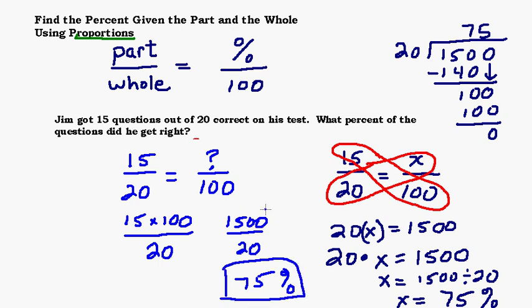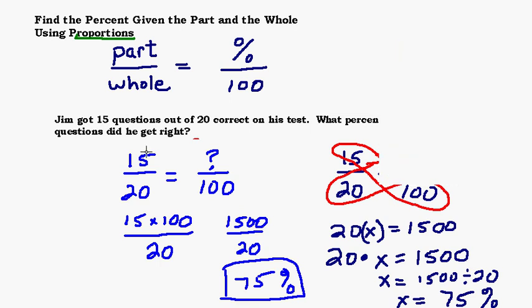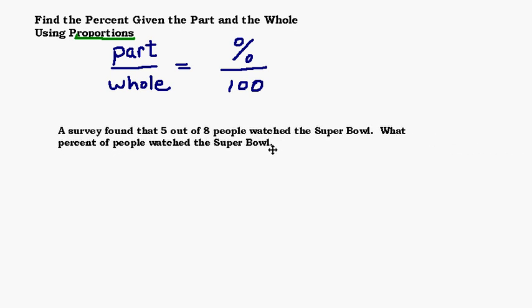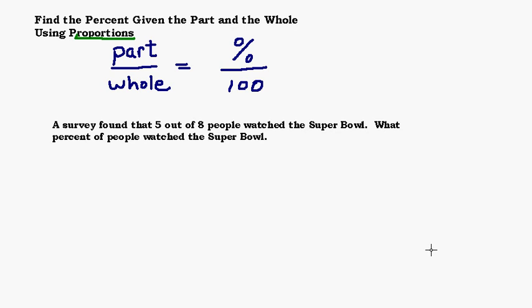We've looked at a couple different ways to do this, and sometimes that can be helpful and sometimes that can be confusing, like too much information. So let's look at another example. Let's try this one. A survey found that 5 out of 8 people watched the Super Bowl. What percent of people watched the Super Bowl? See if you can set this part up right here. What's the part, what's the whole, equals what you don't know over 100. Can you set that up? Give it a try.